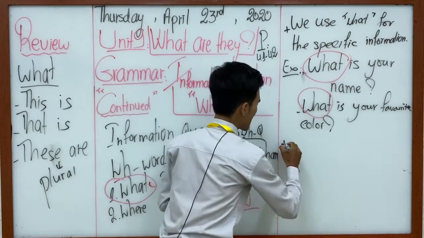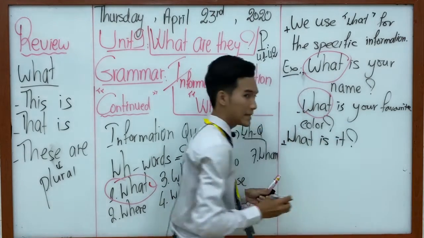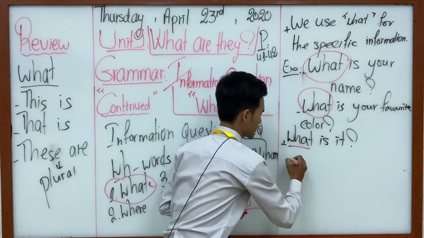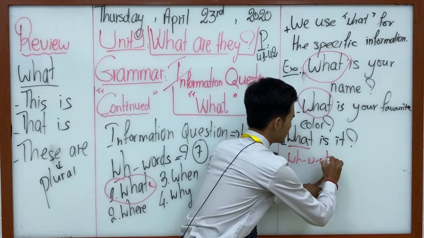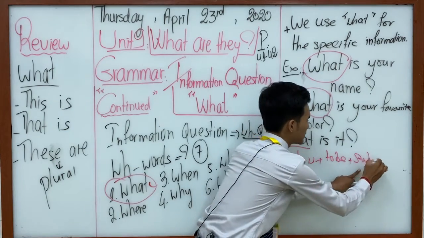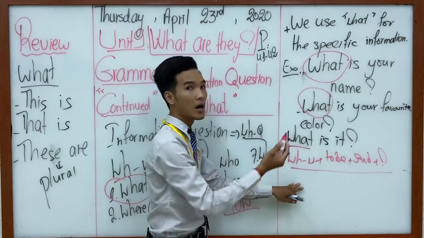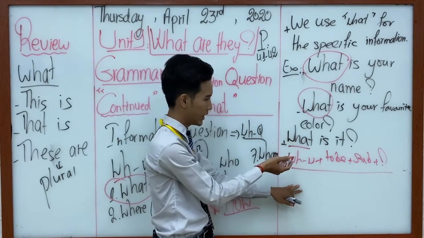For example, they ask you, what is it? You need to make the question like this: WH word plus to be plus subject, with the question mark. This is the form of the information question of the lesson that we need to learn today.